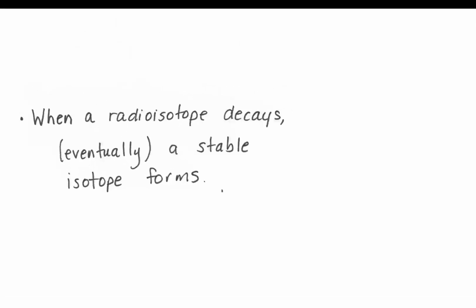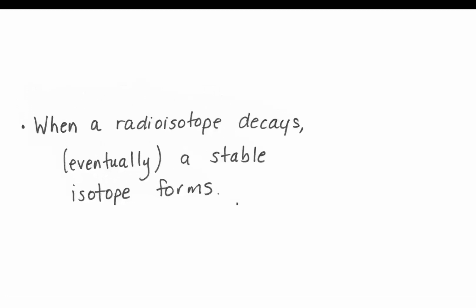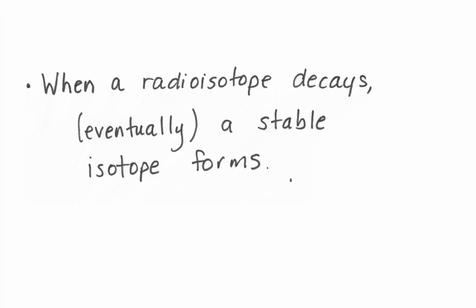All right, so it's a simple thing to remember. When a radioactive isotope decays, a stable isotope forms. And when I go over radiometric dating, I like to call the radioactive isotope the parent and the stable isotope the daughter isotope. Sometimes the radioactive decay to form the stable isotope is not a one-step process. That's why the eventually is in there.